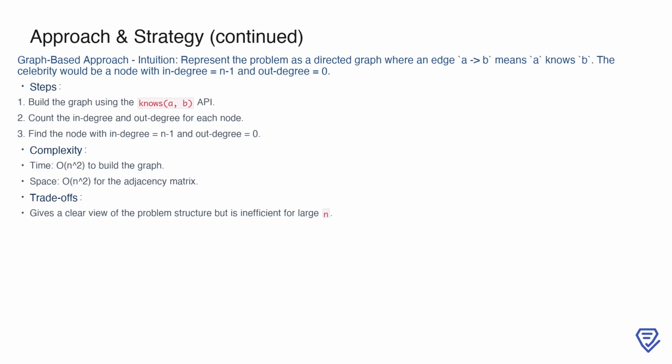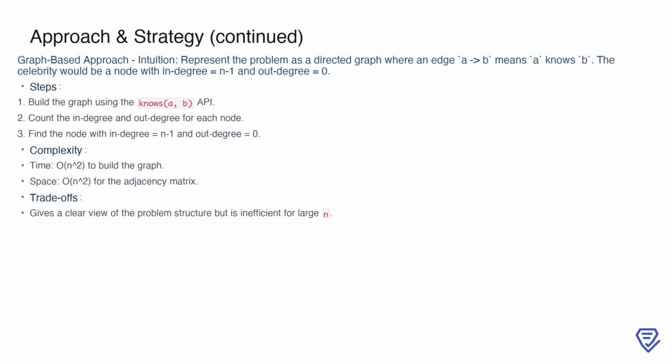Another approach to solving this problem is using a graph-based representation. Here, we model the knows relationship as a directed graph, where an edge from A to B indicates that A knows B. The celebrity, in this case, would correspond to a node with an in-degree of n-1, meaning everyone knows them, and an out-degree of 0, meaning they know no one.